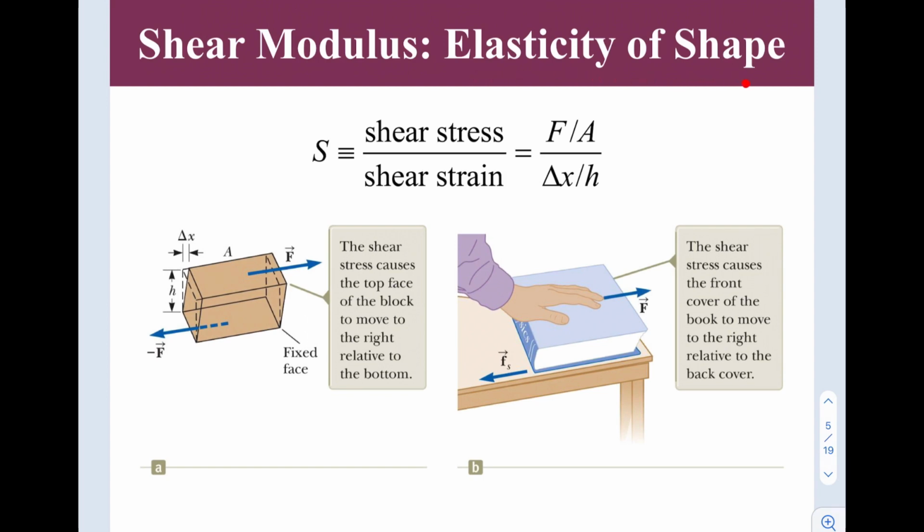The second one is shear modulus. Shear modulus is also known as elasticity of shape. The symbol is capital S. It is equivalent to shear stress over shear strain. Stress is still F over A, and the strain is the degree of the deformation, since we are talking about change in shape.